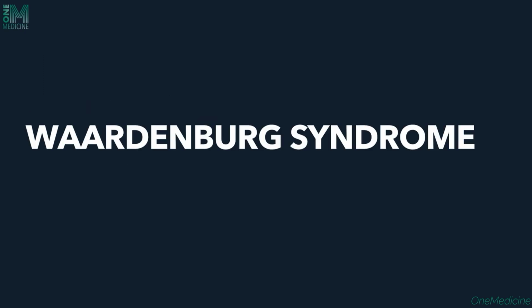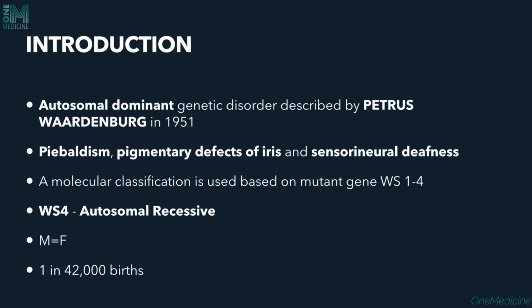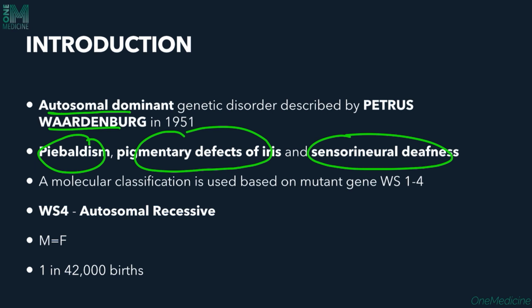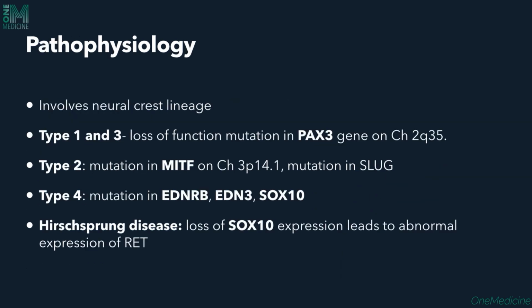Next syndrome is Waardenburg syndrome. Here it is an autosomal dominant disorder. It was described by Petrus Waardenburg in 1951. Here we have three things: piebaldism, pigmentary anomalies of the iris, and sensorineural hearing loss. There are 4 types, types 1 to 4, of Waardenburg syndrome. All of them are autosomal dominant except the 4th type, which is autosomal recessive.